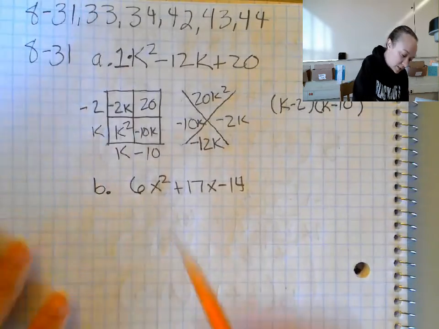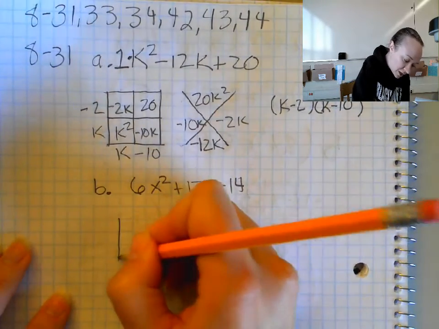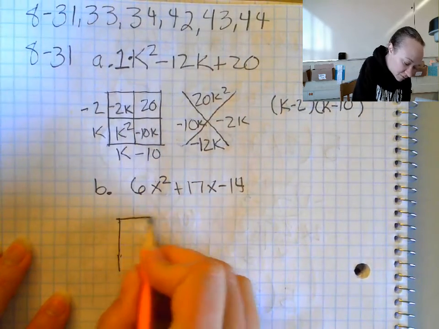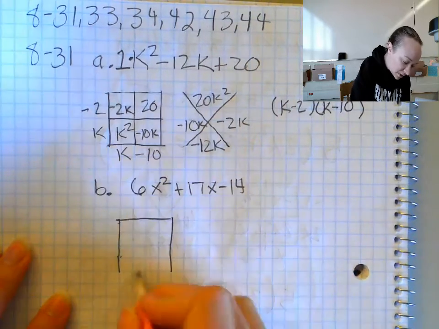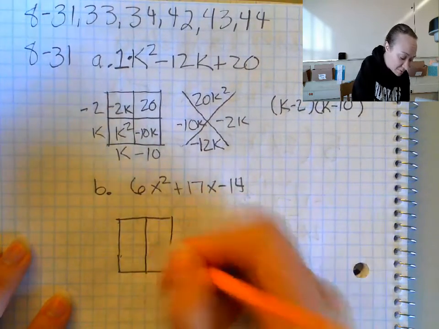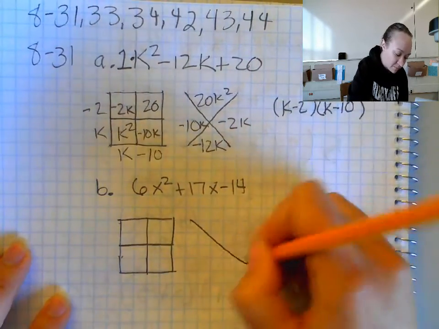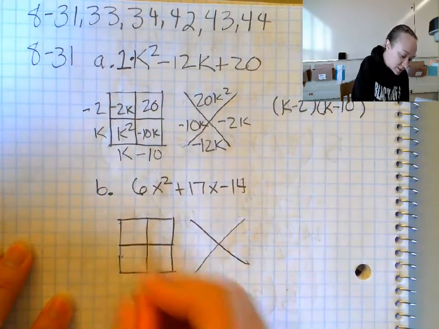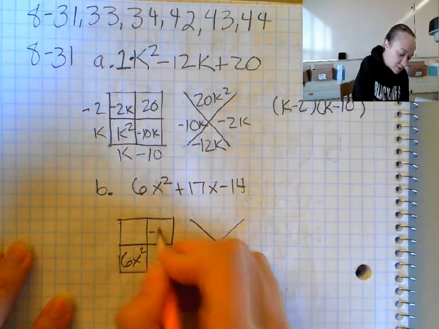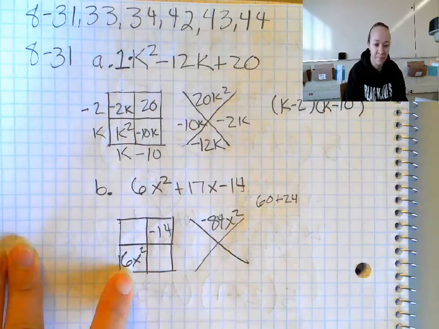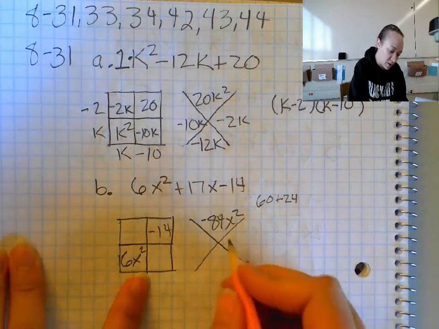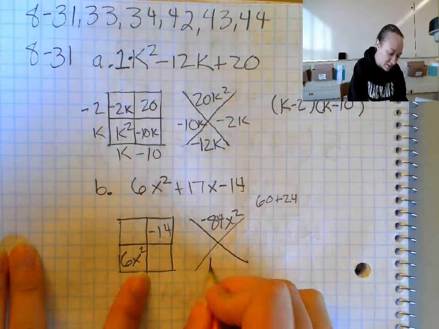All right, next. This one also does not have a common factor because 6, 17, and 14 don't have a common factor. 17 is prime. If it has a prime number in it, you know you're not going to have a common factor. And 6x squared minus 14, negative 84x squared, and 17x.